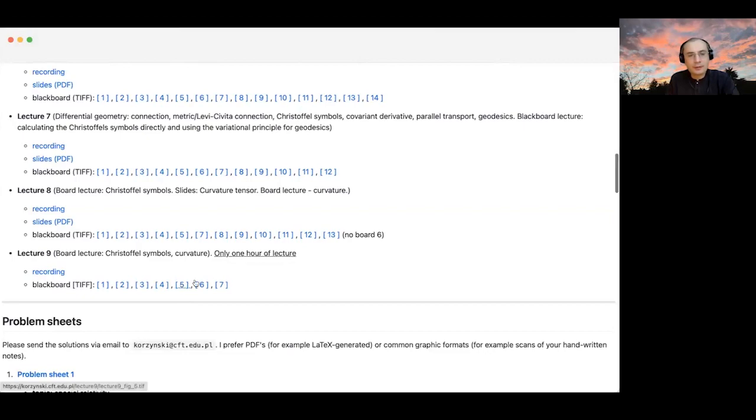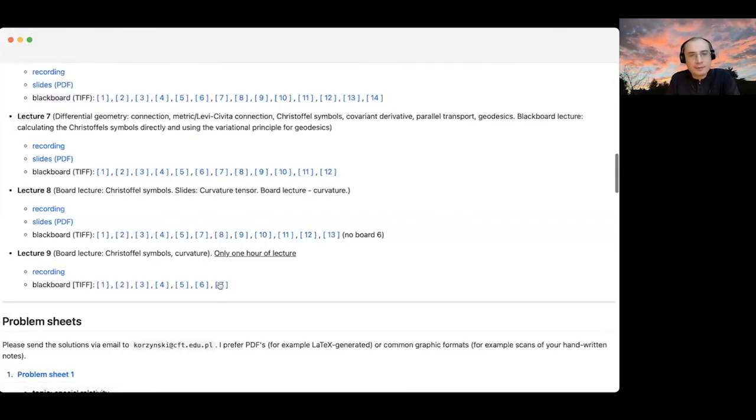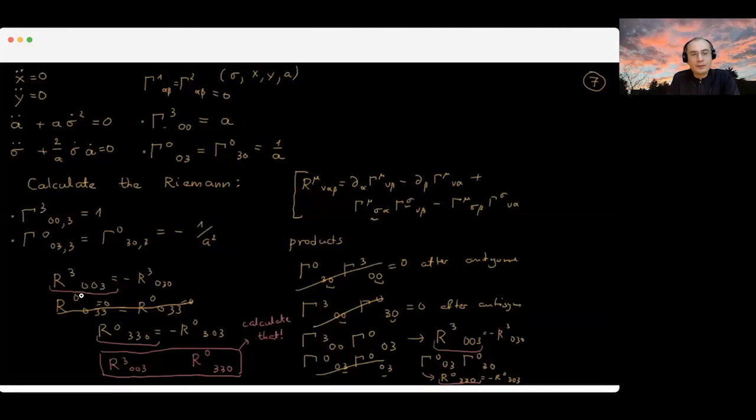So we will begin with a board lecture. If you recall, last time we were calculating the Riemann tensors for two metrics, the second of which was Rindler's, basically the Minkowski metric in Rindler's accelerating coordinates. We have calculated the Christoffel symbols for this metric, and we did a few steps towards calculating the Riemann tensor. This is effectively flat spacetime, so we strongly suspect all of the relevant curvature tensor components should be equal to zero, but we still need to prove that.